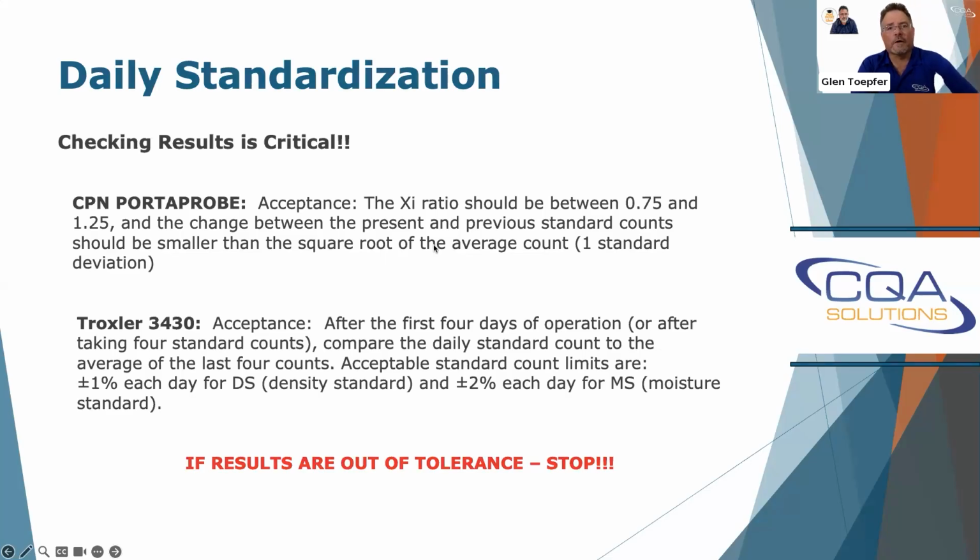Troxler 3430, I remember you had to take the average of the last 4 days of operation of the standard counts, then compare that to your current standard count for both moisture and density, and figure out if they're within 1% on density and 2% on moisture. And if they're out of tolerance, you need to stop. You need to figure out why. Sometimes, like I said, there's dirt. Could be the surface you have it on. If you're doing it out on the clay, maybe there's a stone under there. You've got voids under the standard block.